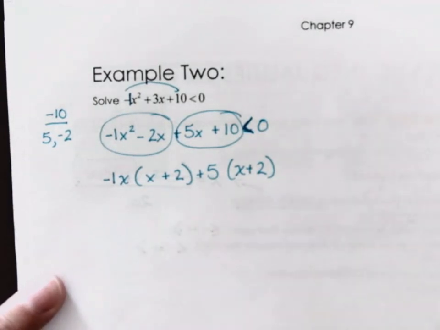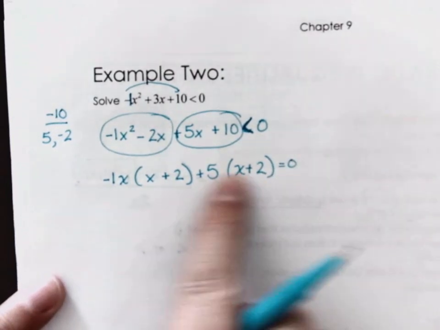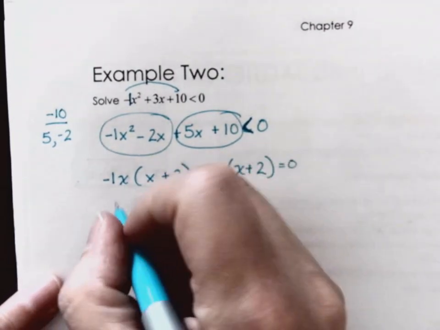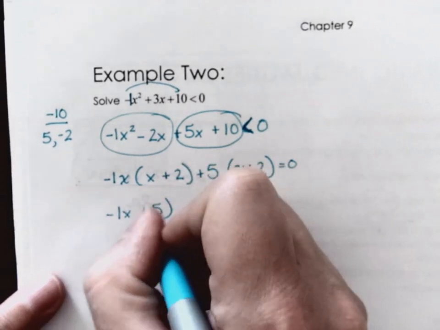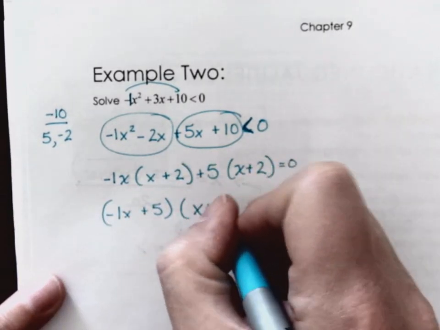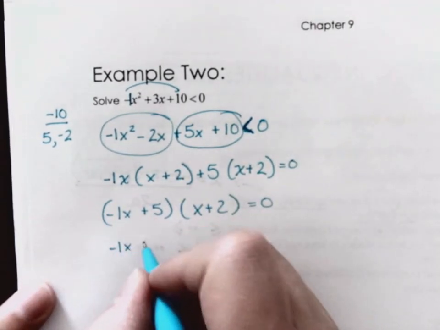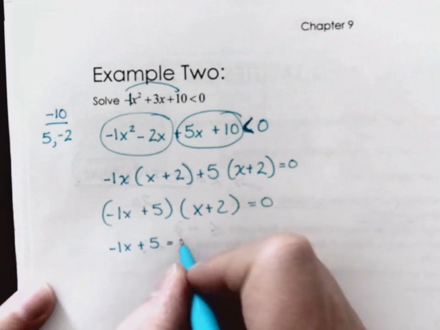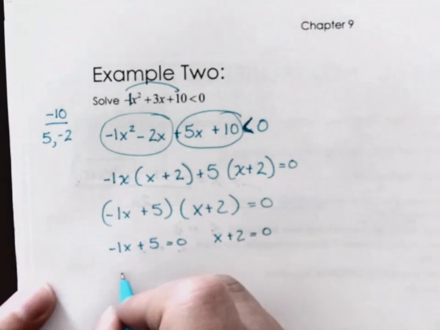Now, we're trying to find our boundaries, so I'm going to switch this inequality just to an equal sign for 1 second here, because I just want to find what the actual points are. So I've got -1x plus 5, and x plus 2 equals 0. So these are kind of my boundaries. So I'm going to have -1x plus 5 equals 0, and x plus 2 equals 0.